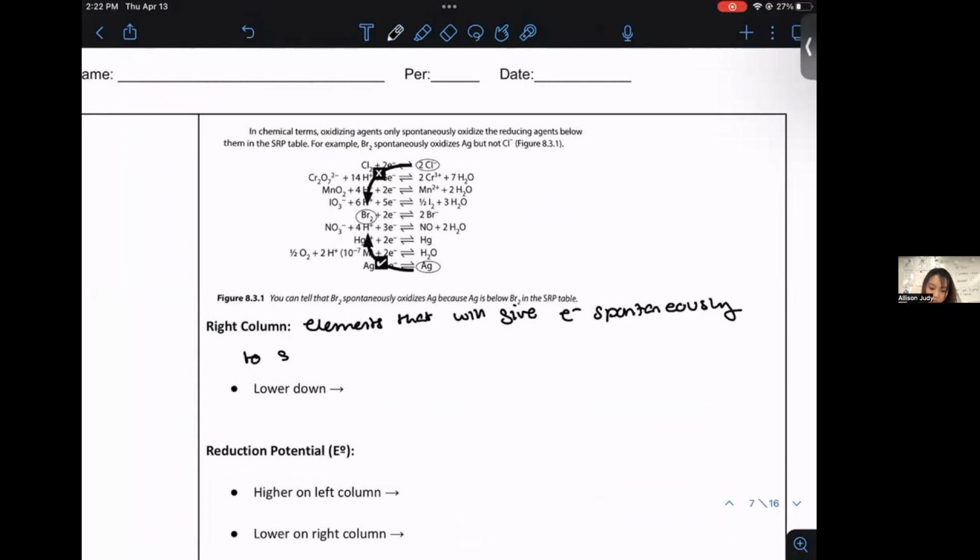Two species above and to the left. Sorry, I get my right and left mixed up, guys. Above and to the left. Okay, so the lower down on the right column, the more likely you are to be oxidized.